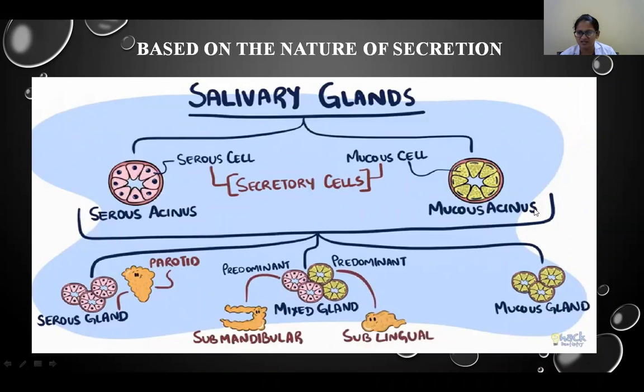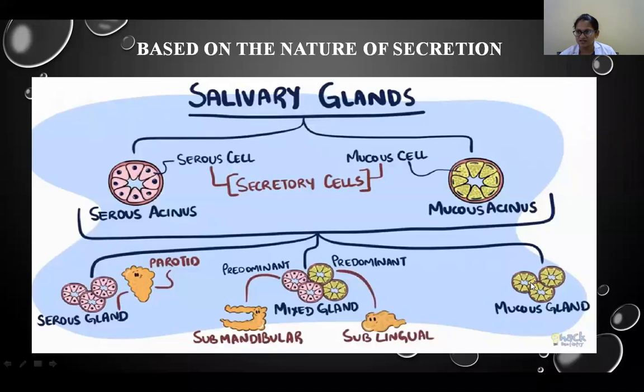By these serous cells and mucous cells, the salivary gland is divided into three types. One is serous salivary gland, next one is mucous salivary gland, and next is mixed salivary gland. The main example for the serous salivary gland is the parotid gland, whereas mucous salivary glands are exemplified by the minor salivary glands.